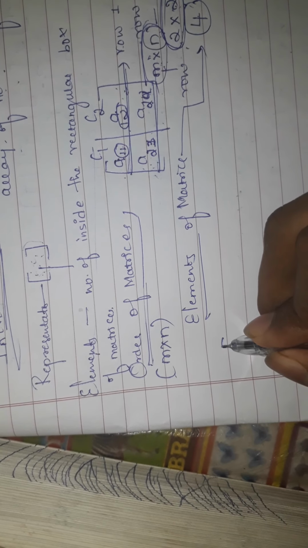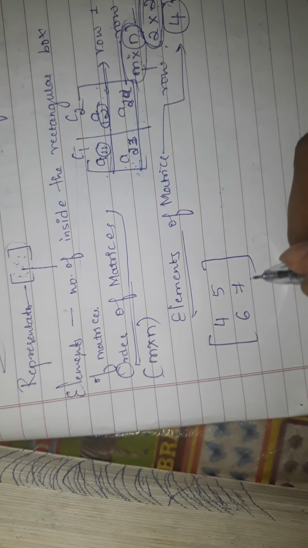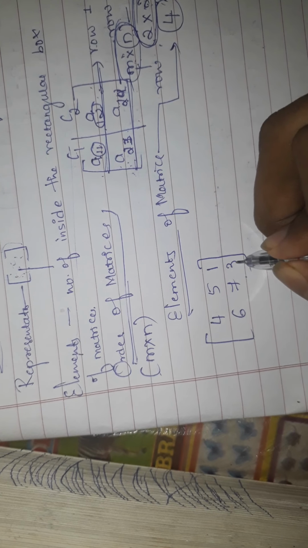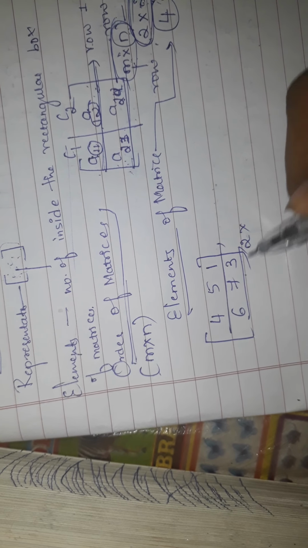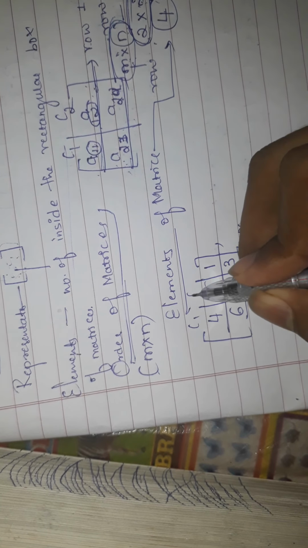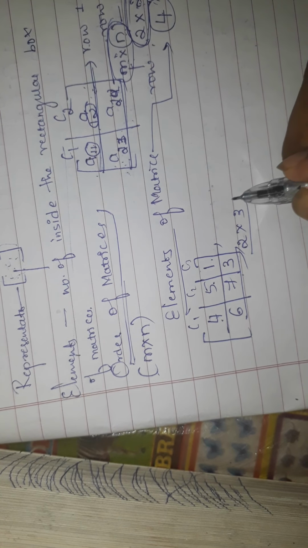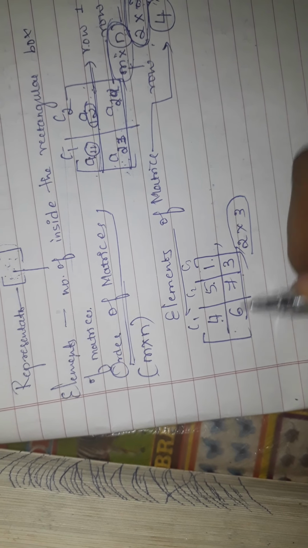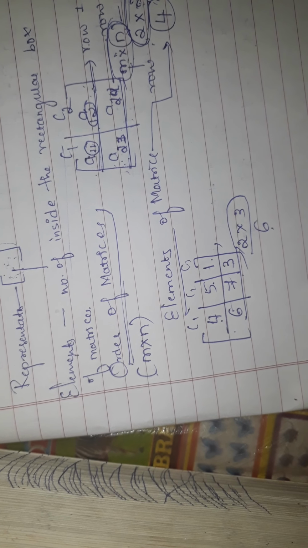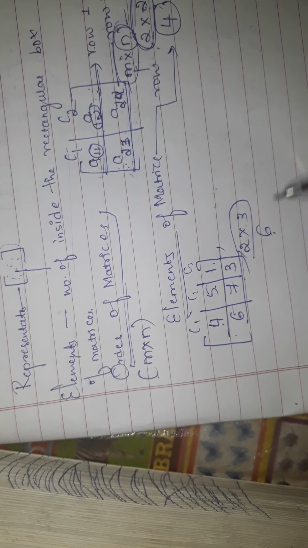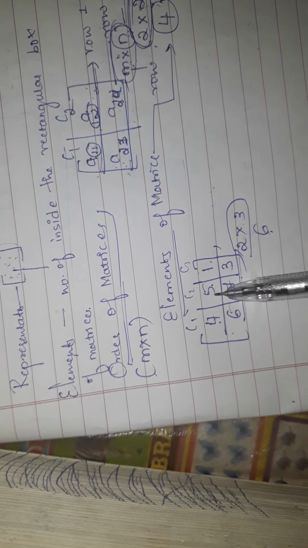If I take an example and write 4 5 6 and 7 1 3, what is the order of the matrix? Here how many rows do we have? 2 rows, and columns C1, C2, C3, so 3 columns. 4, 5, 1 is 3 columns, and 4, 6, 1 is 2 rows. The order of the matrix is 2 into 3. How many elements do you have? 6. If you don't know how to find it, count 1, 2, 3, 4, 5, 6, and by this only we will get the answer, but this is the operation we use here. So this is how to find the order of matrices and the elements of the matrices.